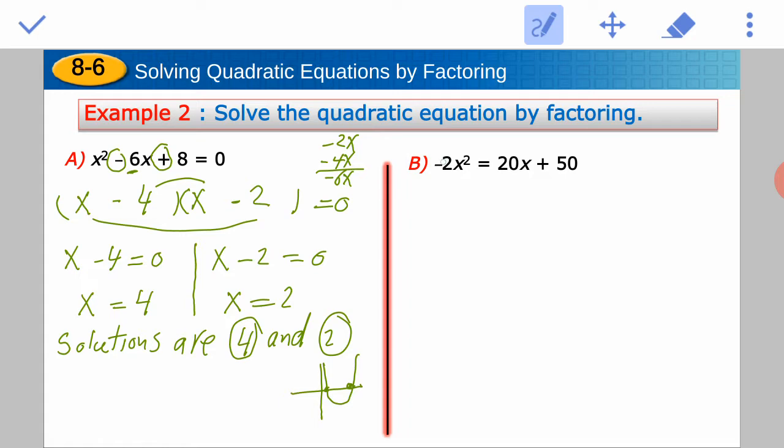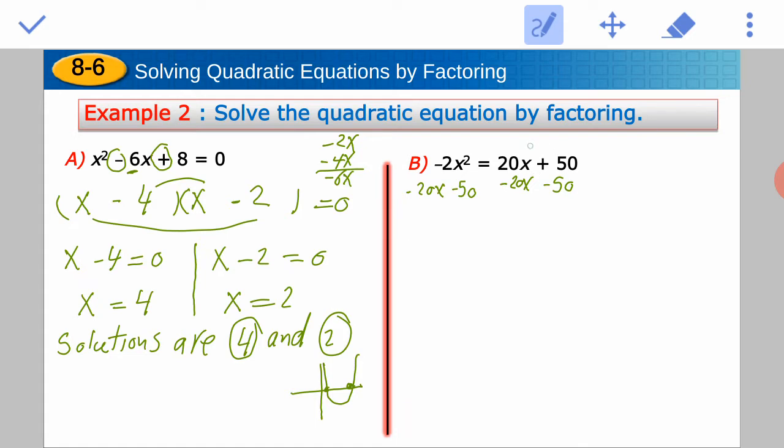Another example. This equation, guys, is not written in the standard form. To be written in the standard form, you need to set this equation equal to 0. In order to get 0 on the left hand side, you need to subtract 20x and subtract 50 from both sides. So I'm going to subtract 20x and 50 from that side, and do the same right here, minus 20x and minus 50. Whatever you do for one side, you have to do the same for the opposite side.